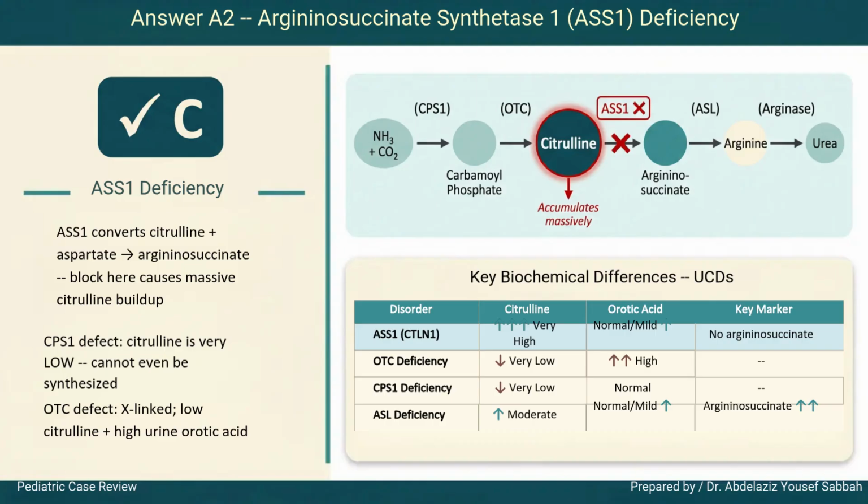This enzyme normally combines citrulline with aspartate to form argininosuccinate. When it is blocked, citrulline accumulates massively and no argininosuccinate is produced. Compare this with the other defects. In carbamoyl phosphate synthetase 1 deficiency, citrulline is very low because it cannot even be synthesized. In ornithine transcarbamylase deficiency, which is X-linked, citrulline is also low, but urinary orotic acid is high. In argininosuccinate lyase deficiency, citrulline is only moderately raised and argininosuccinate is markedly elevated. The absent argininosuccinate with very high citrulline is what pinpoints argininosuccinate synthetase 1.